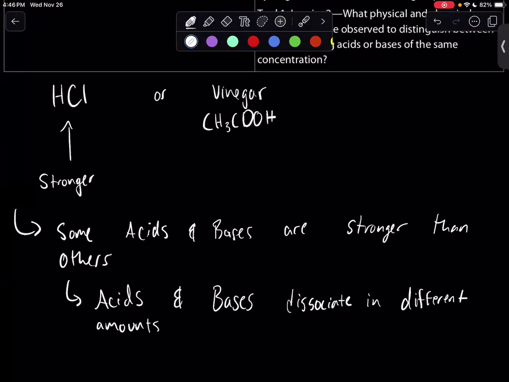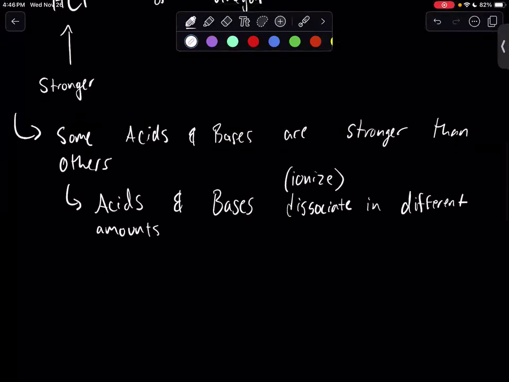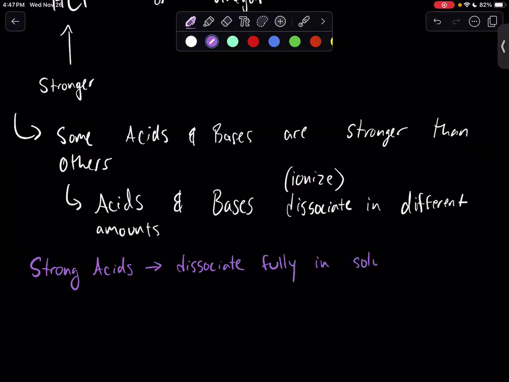Now, when we say dissociate, we also sometimes mean ionize. And in this case, we're not talking about losing an electron. Well, not completely. But what we're talking about is they break into their ions. So the big thing here is that strong acids dissociate fully in solution.